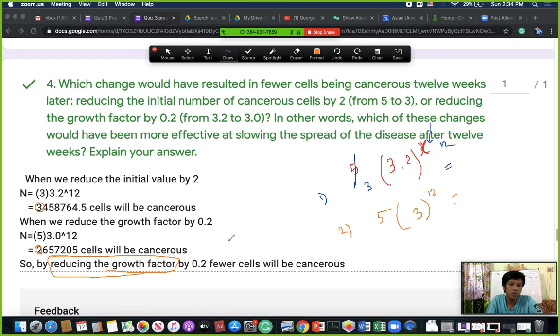So this is how we solve this practical problem. One time we have to change the initial value, another time we have to change the growth factor. When we change the initial value, do not change the growth factor at that time. When you change the growth factor, do not change the initial value at that time.